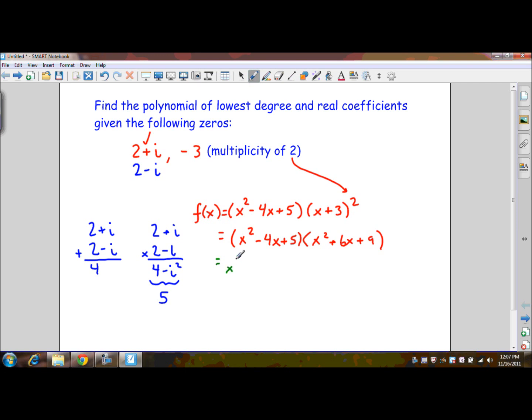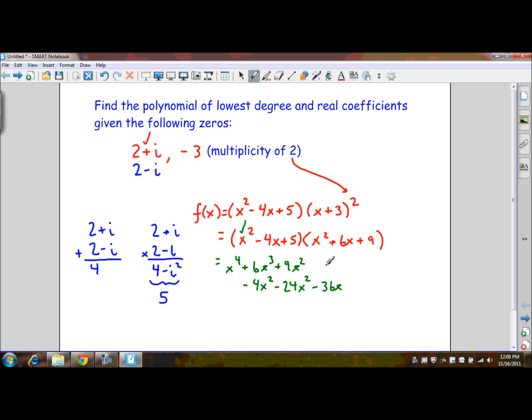Alright, now we have a trinomial and a trinomial being multiplied, which means it's going to be pretty ugly. You have to multiply every term from one polynomial by every term in the other one. So I'm going to start with the x squared at the front. I'll show you how I like to do this. I get x to the 4th plus 6x to the 3rd plus 9x squared. So that takes care of that, and I'm going to put a little check.